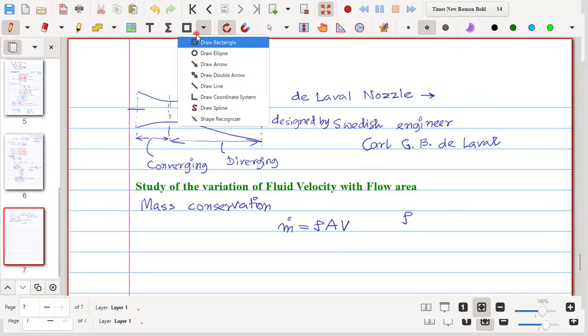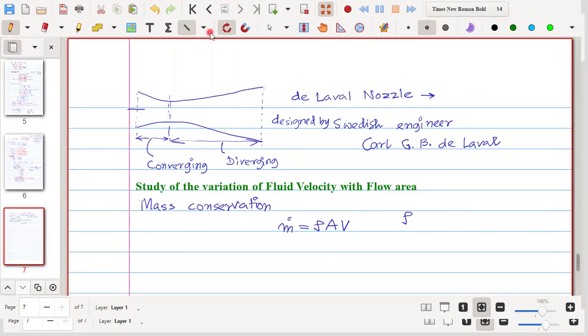So that can be at any section, like this one. It can be here, it can be here, anywhere. And accordingly, the mass flow rate is a product of density into area into velocity. So density at this section, area at this section, and average velocity at this section. So that is the concept of this analysis.